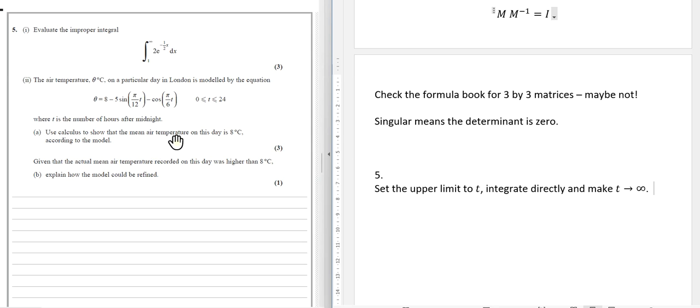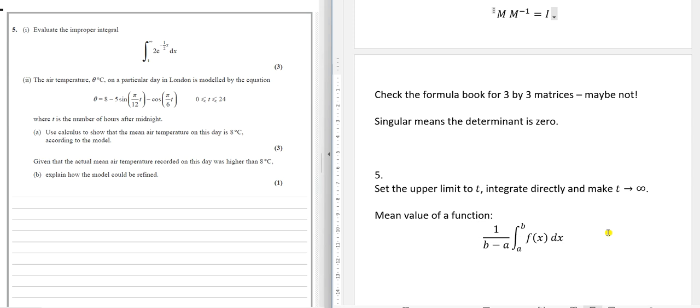The mean air temperature, when it gives you the temperature theta throughout a day between 0 and 24 hours. So the mean air temperature looks like we're looking for the mean value of a function. The definition of that is the integral between a and b of the function, but then that just gives you the total area. If you want the average height, you need to divide the total area by the width of the base. So imagine your curve.